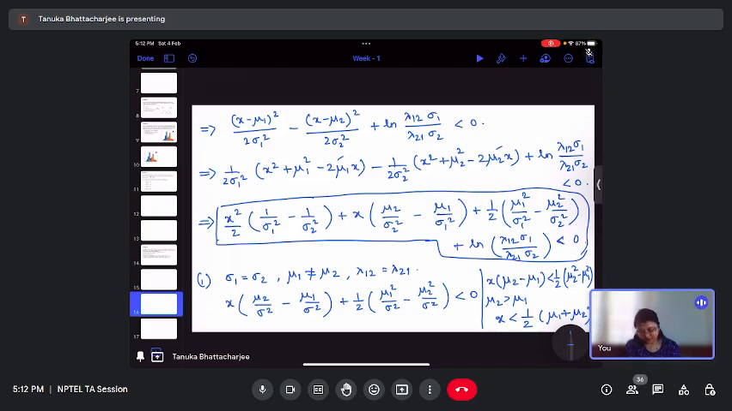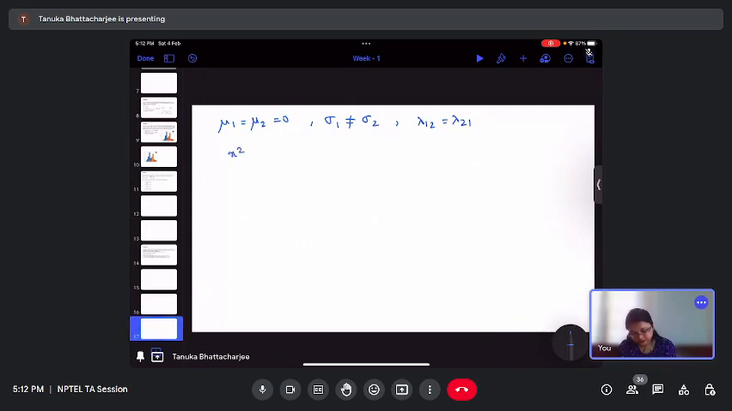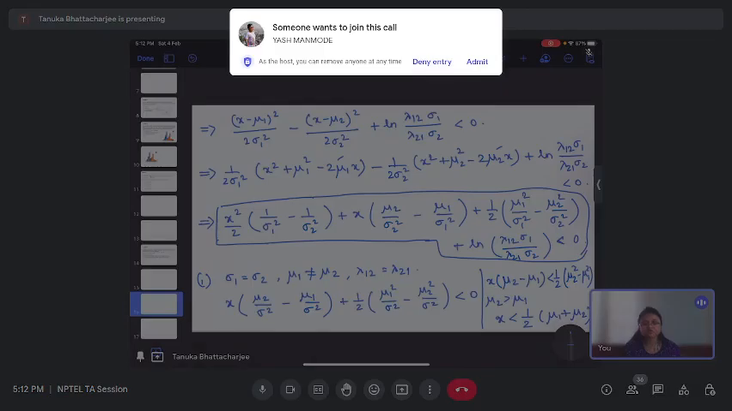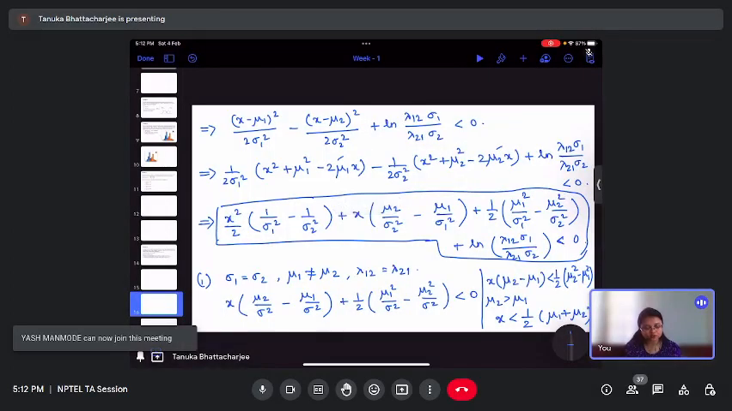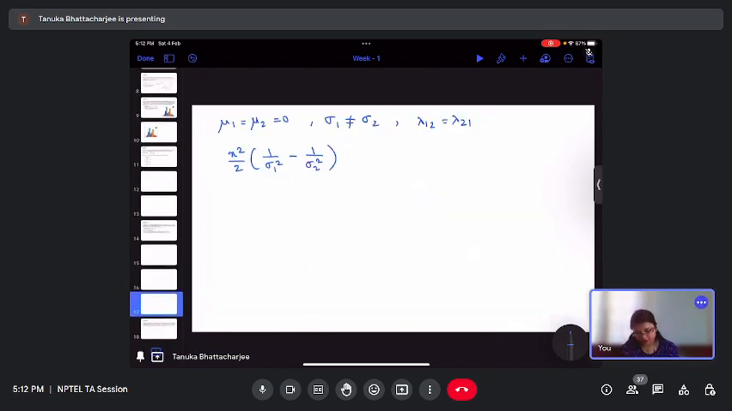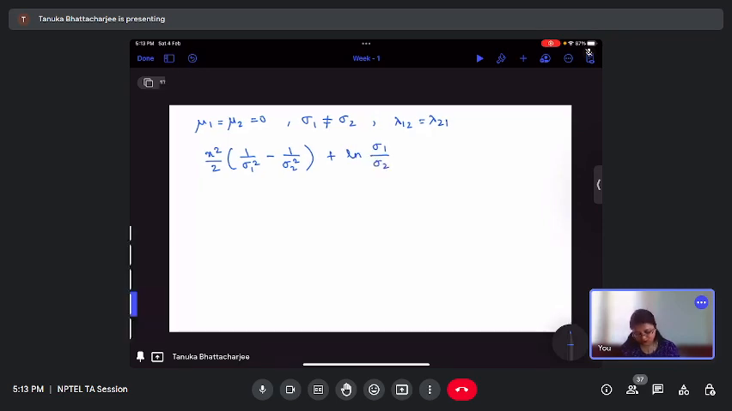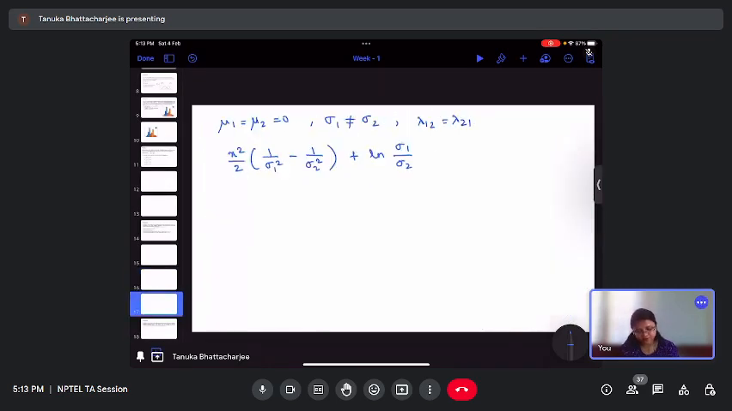So, what you get is x square by 2 into 1 by sigma 1 square minus 1 by sigma 2 square, that is the first term, as it is. Now, both means are 0, so mu 1 and mu 2 are both zeros. So, the second term goes away, the third term also goes away, and in the last term lambda 12 and lambda 21 are equal. So, we are just left with ln of sigma 1 by sigma 2 that should be less than 0.